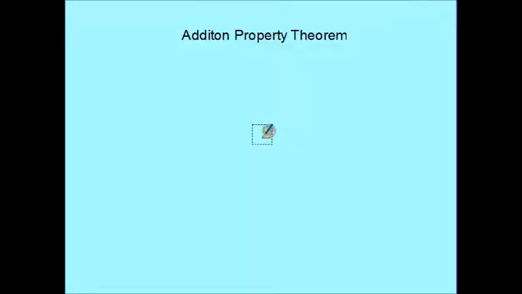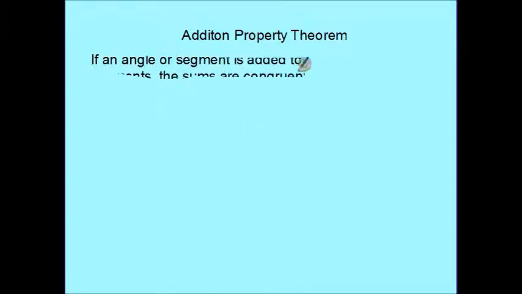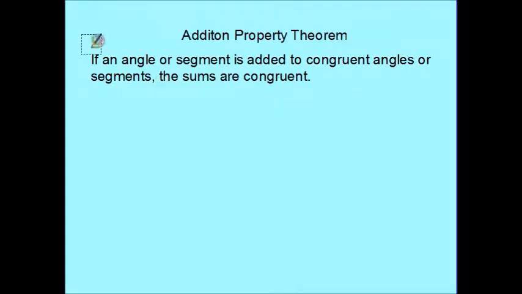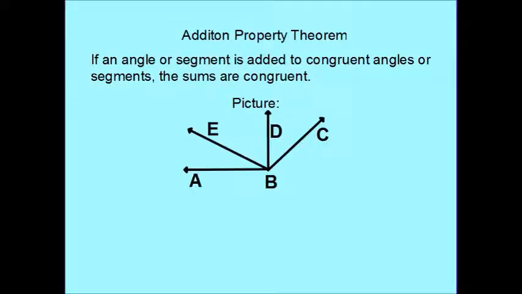Alright, so let's start talking about the addition property and how it works the second way. So here's what it says. If an angle or segment is added to congruent angles or segments, their sums are congruent. Now, this looks really similar to the last slide, but it's slightly different. So let's go ahead and make a picture for this one. For this one, let's do an angle picture. So here we go. Let's say that we have angles here, labeled A, B, C, D, and E.